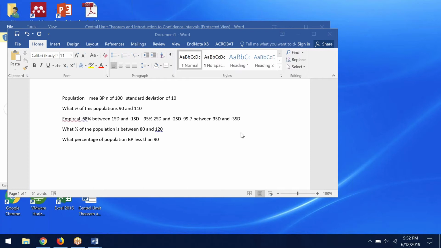Excellent. Okay, so now let's throw a little wrench into this and ask, what's the probability that you would randomly choose from this population an individual whose blood pressure was 85 or less? Okay, let's think about that. First of all, how many standard deviations below the mean is 85?